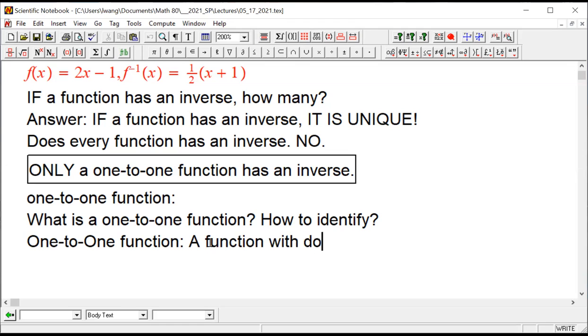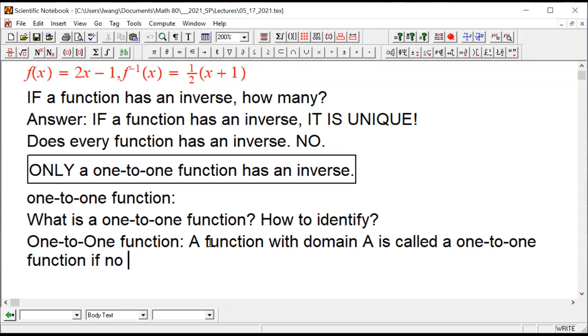A function with domain A is called a one-to-one function if no two inputs... I'm going to modify my definition.